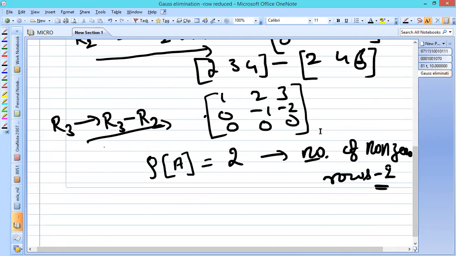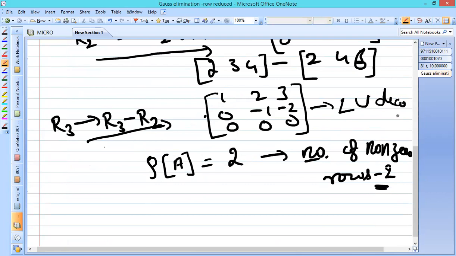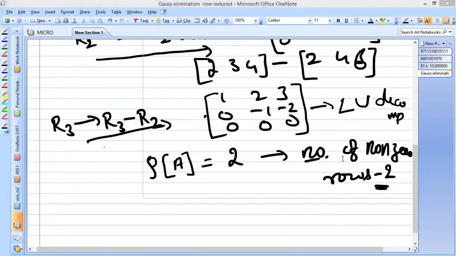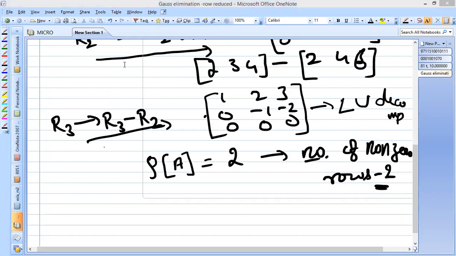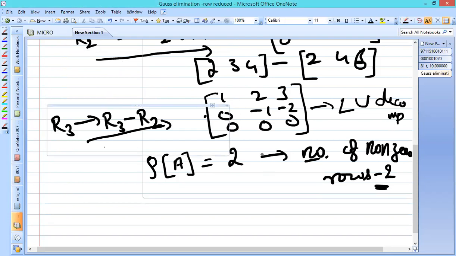Usually the matrix that you have obtained here is also called the LU decomposition matrix. LU stands for lower as well as upper triangular matrix. You can see that whatever you are going to get is in the form of a triangle. So for that you can say that this is nothing but the LU decomposition matrix.